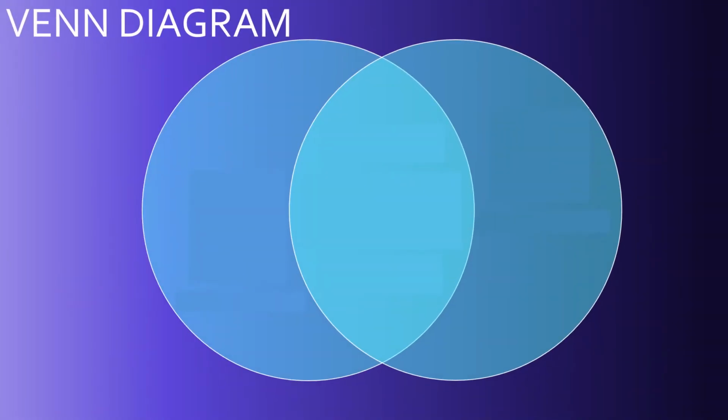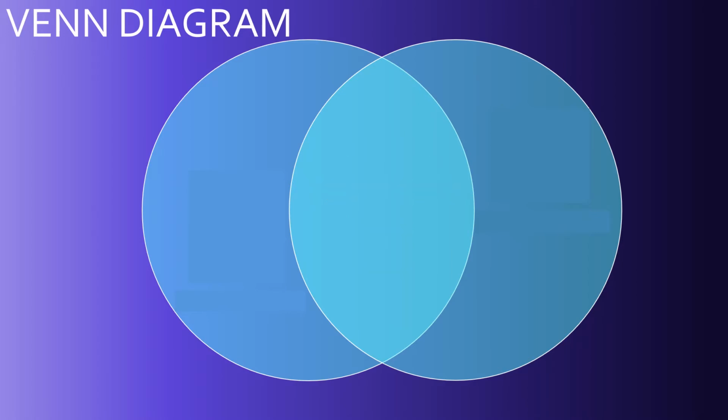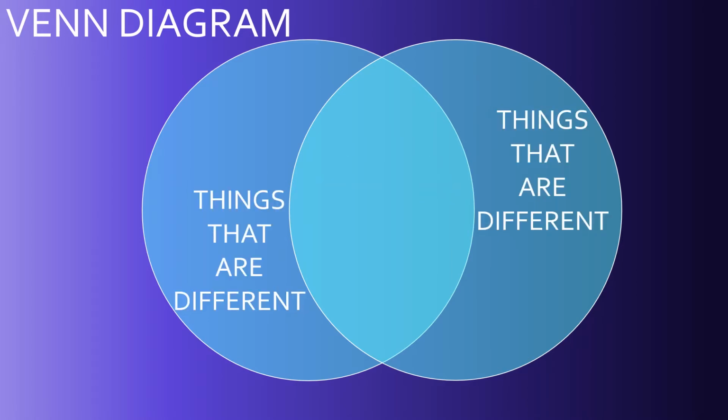This is a Venn diagram. It helps us visually compare things, what they have that's similar and what they have that's different. Things that are the same go into the part of the circles that are overlapping. Things that are different go into the part of the circle that isn't overlapping.